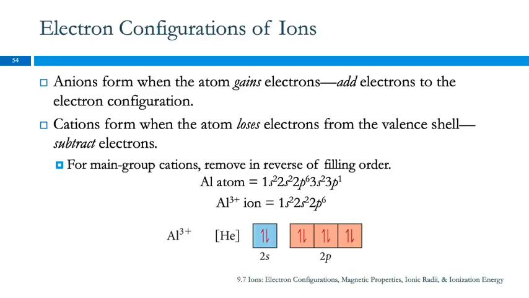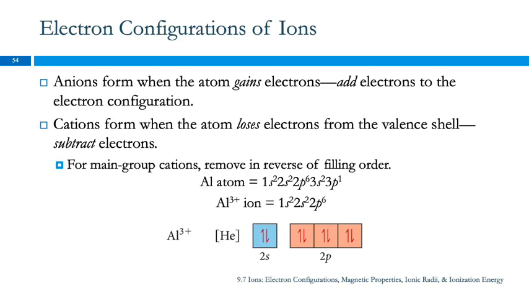So let's look at ions. When anions form, it's because an atom gains electrons. So we're adding electrons to electron configurations. That's pretty straightforward. You just add some more in as if you were going on to the next element.